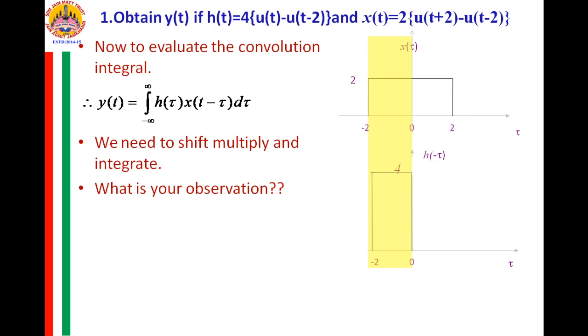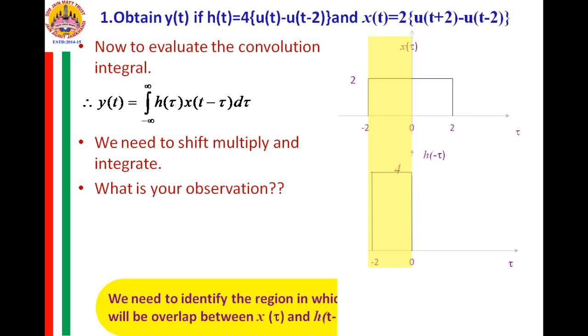And if you start with the left end, how do these two, h of minus tau and x of tau, overlap? Presently the entire h of minus tau is overlapping with x of tau at t is equal to 0. So at t is equal to 0, the overlap is from minus 2 to 0. When I start from t is equal to minus 2, that is if I sketch h of minus 2 minus tau, then this will exist from minus 4 to minus 2 and will have an overlap at only minus 2.